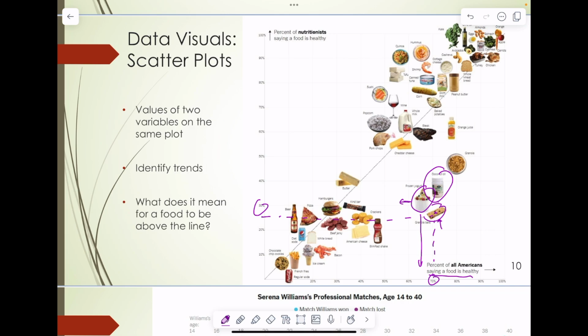Same with coconut oil. I know my mom loves cooking with coconut oil. She thinks it's really very healthy. And maybe it is, but it looks like less than 40% of nutritionists would say that.